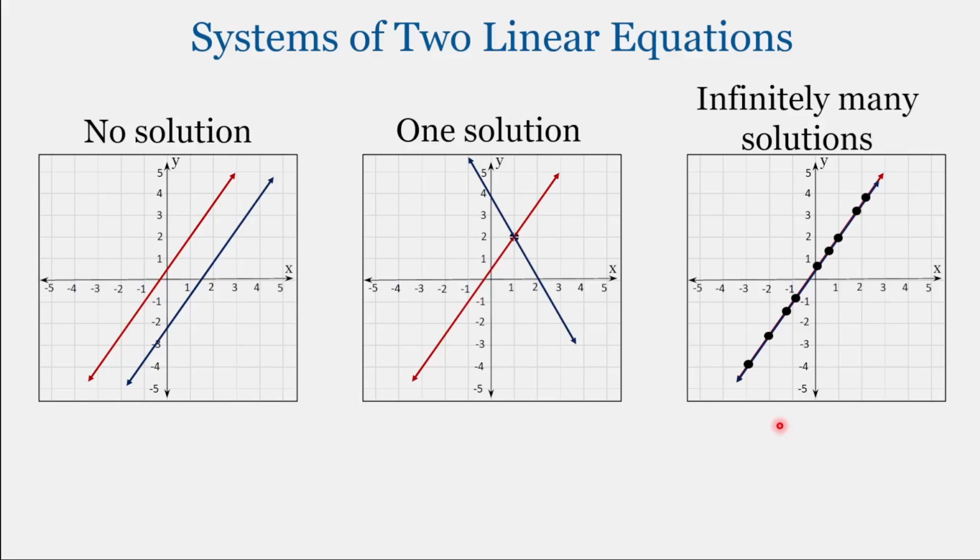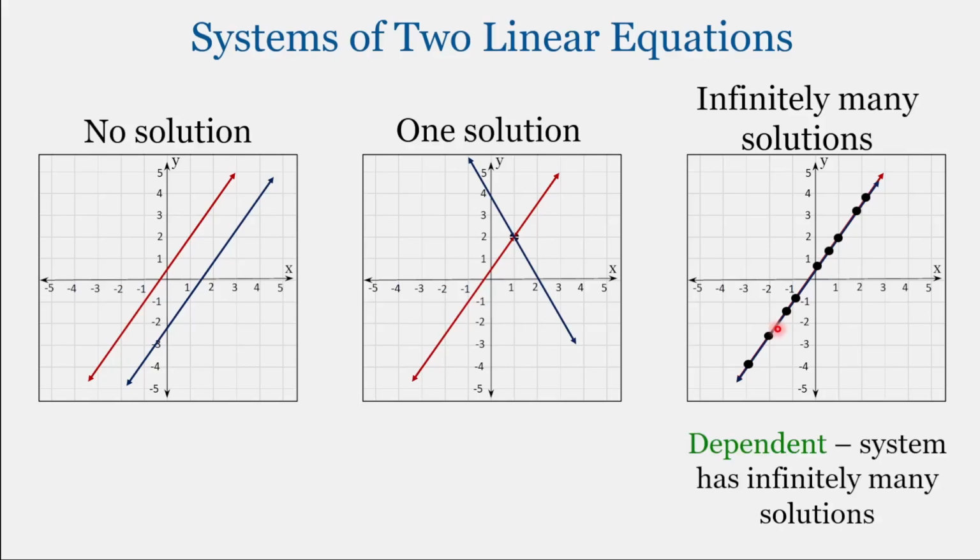Looking at a few more terms to describe systems of linear equations, when we have infinitely many solutions, well, this means that these two equations represent the same line. So one line is a multiple of the other. You can take one of those lines, multiply it by a constant, and get the other line. So the lines are dependent on each other. So a dependent system has infinitely many solutions.